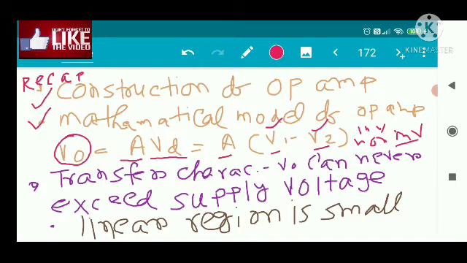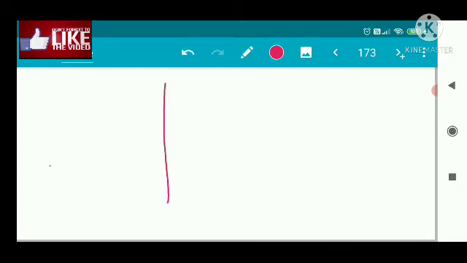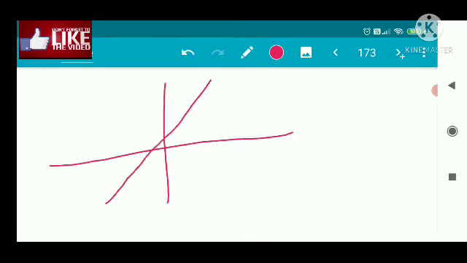After that we discussed the transfer characteristics. In the discussion of the transfer characteristics, we also mentioned that V0, that means the output voltage of the op-amp, can never exceed the supply voltage. That also implies that the linear region of the op-amp is very small. I am again drawing the characteristics. So this is the characteristics of the linear region of the op-amp, and this is the saturation region.